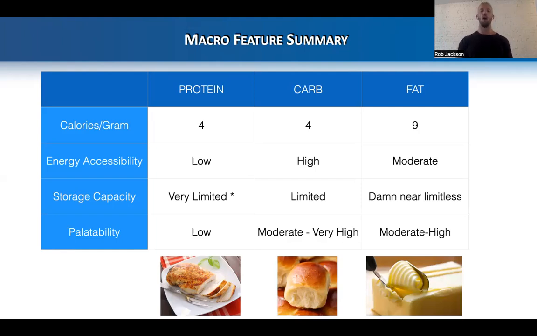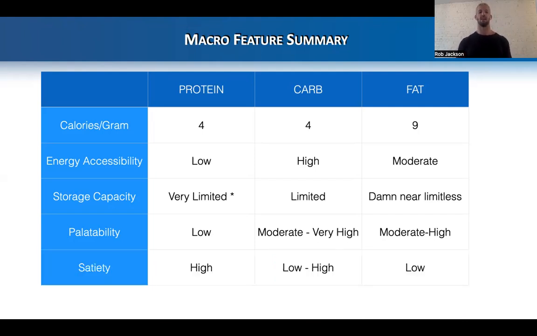I'm not too sure of people who will sit and binge eat on lean chicken breast versus, say, carbohydrates, which are moderate to very high in terms of palatability. It's very easy to knock back a whole punnet of strawberries, or eat a bag of dinner rolls. And for fats, I've put moderate to high because they do add palatability to a lot of foods. A great example is if you put butter on the dinner roll next to it, it'll be a lot easier to eat a large amount of it.